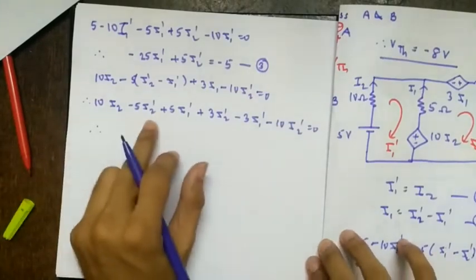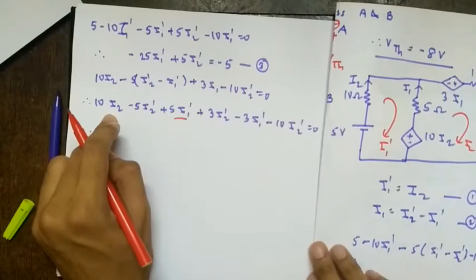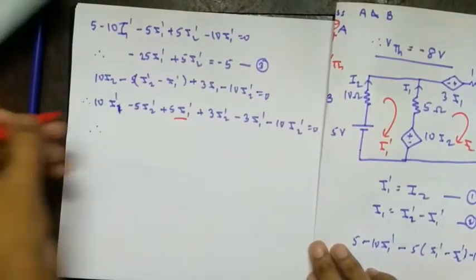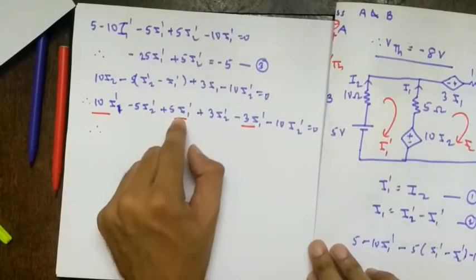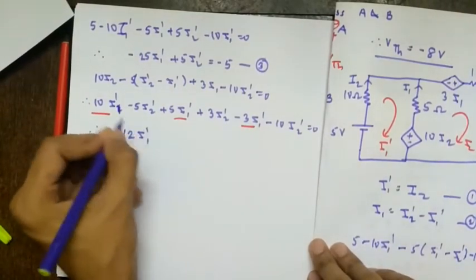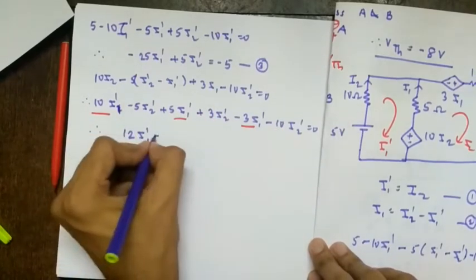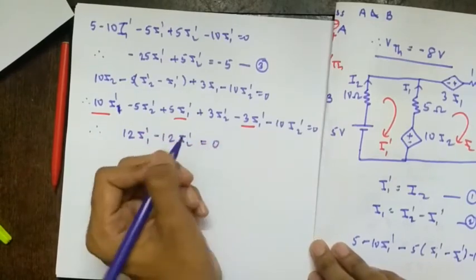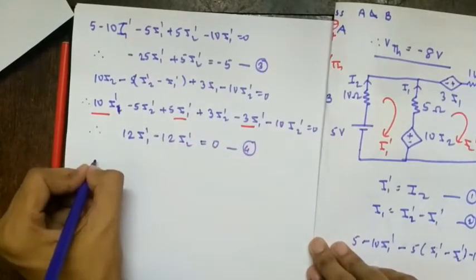So therefore solve this, collect terms in I1. This is I1, this is also I2. I2 is what? I1 prime. So we can substitute this also, I1 prime. So 10 plus 5, 15 minus 3, 12. So 12 I1 prime, minus 5 plus 3 minus 2 minus 10 is minus 12. So minus 12 I2 prime equal to 0. So this is equation 4. Then solve 3 and 4.